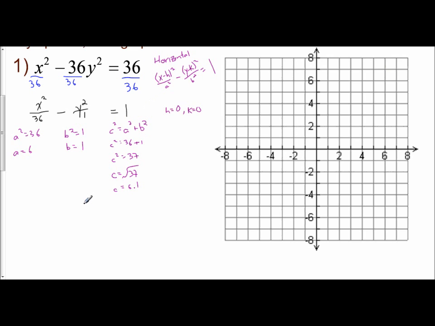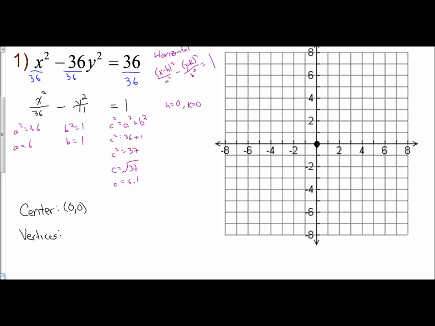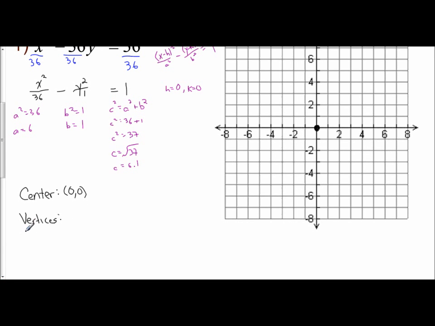First thing I'm going to find and I'm going to state is, what is my center? The center is located at the coordinate h, k. So my center is 0, 0. So let's plot that point. Then what I do is I identify my vertices. Remember, you can use your formula for the vertices. And the formula for horizontal, so we can see it, is h plus or minus a, comma k.